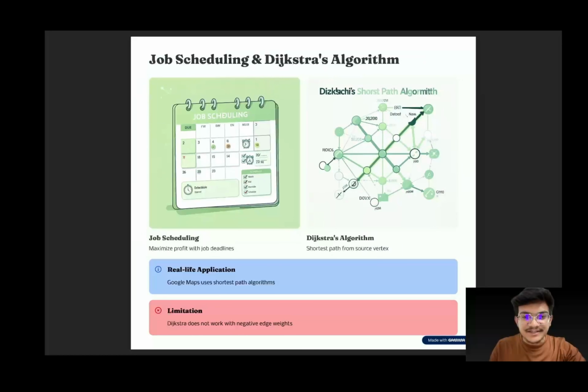Here are other strategies: job scheduling algorithm and Dijkstra's algorithm. In the job scheduling algorithm, we select jobs in a way that maximizes profit within deadlines. Dijkstra's algorithm is used to find the shortest path from a source node. In a real life example, Google Maps uses shortest path algorithms like Dijkstra's algorithm. However, Dijkstra's algorithm has a limitation. It does not work on negative edge weights.